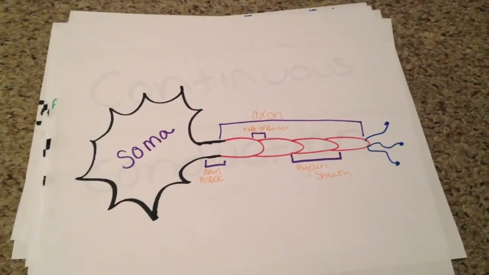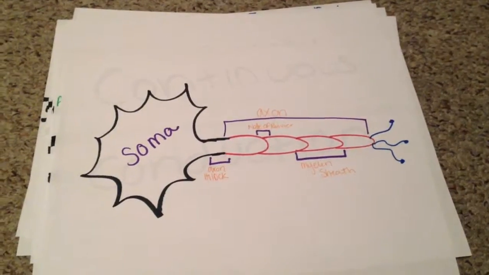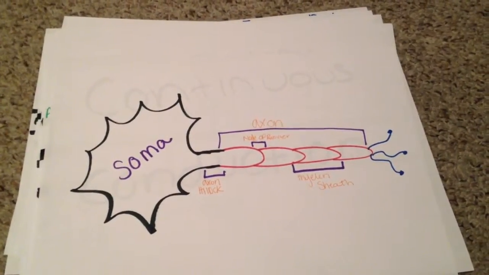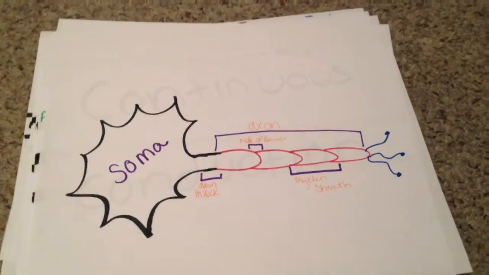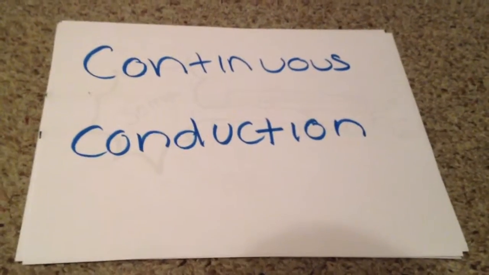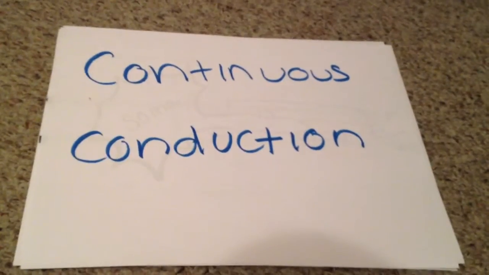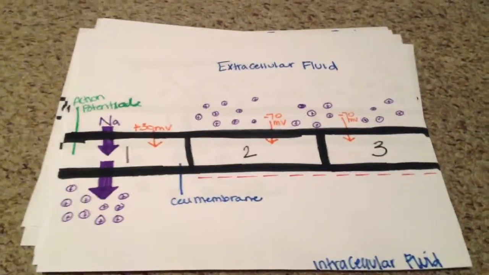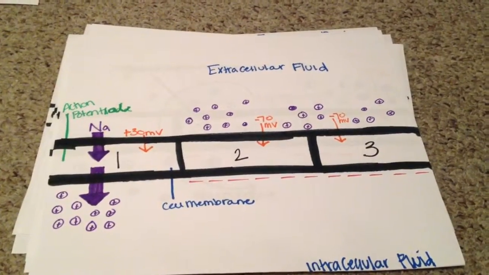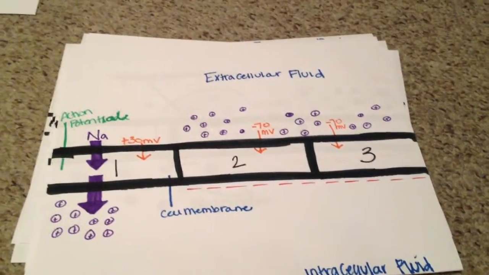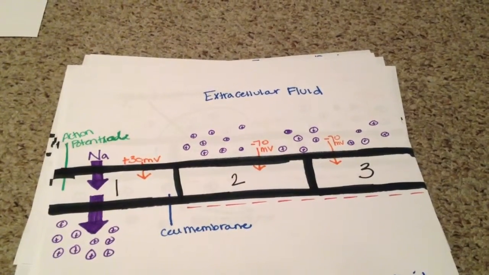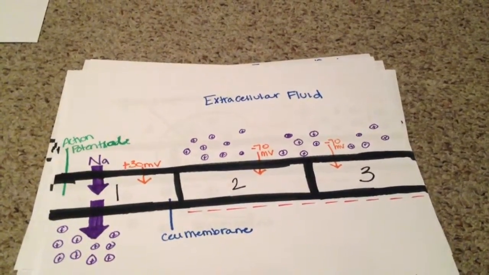Because myelin makes it difficult for ions to move throughout the axon, the nodes of Ranvier are there for the action potential to move from node to node. For an action potential to move down an unmyelinated axon, it's going to be using continuous conduction. The first step in this process is the action potential developing at segment 1. This causes the membrane potential at segment 1 to depolarize to 30 millivolts.